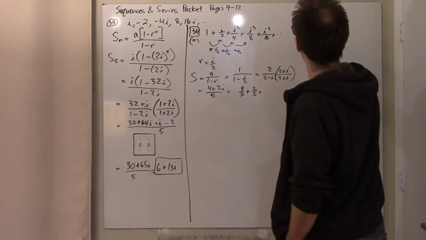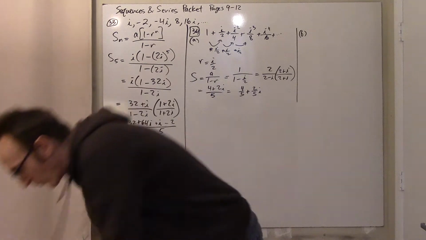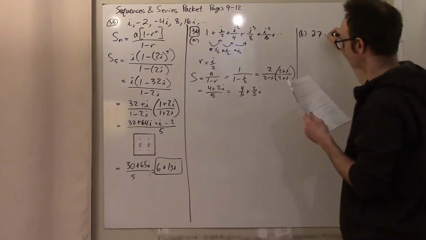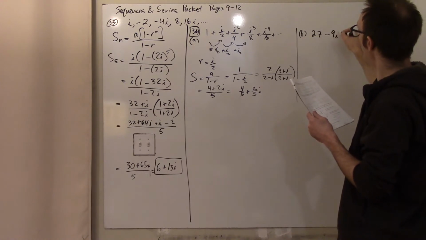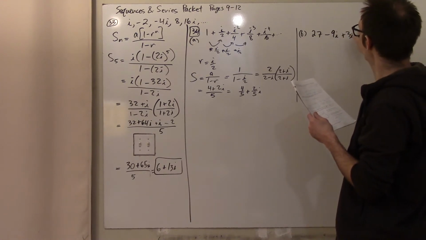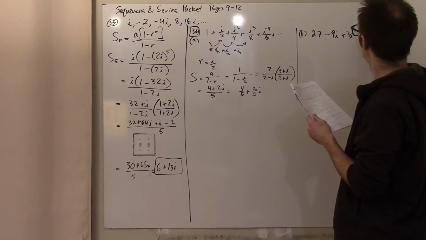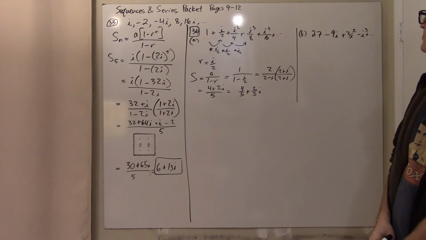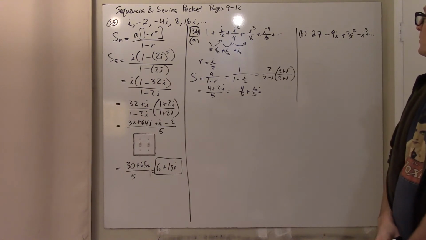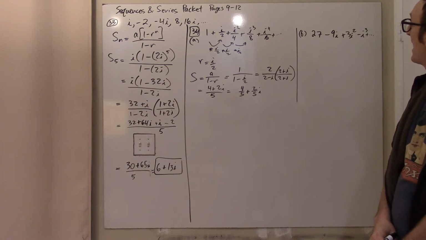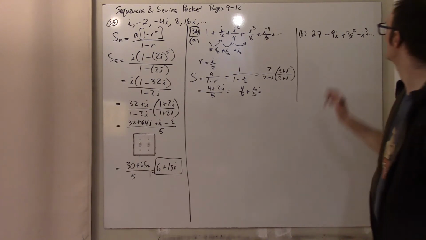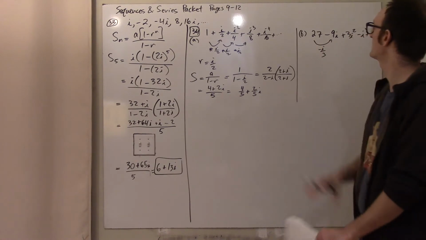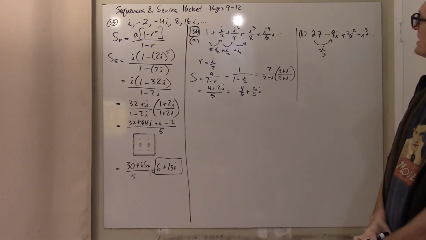And over here in part B, we're given a different problem, which is just 27 minus 9i plus 3i squared minus i cubed, etc. So here I seem to be, what am I doing? I'm dividing by 3 and also multiplying by negative i each time. So this is negative i over 3. Let's just confirm that. Yeah, that's just right.